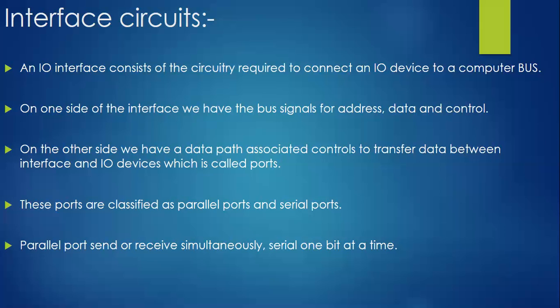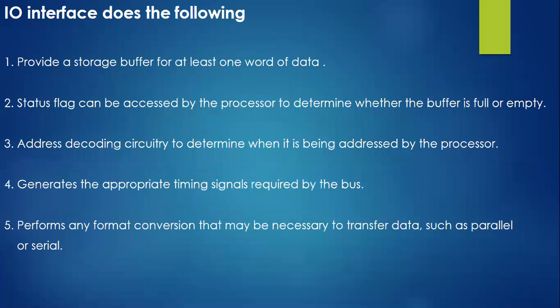So next, these are the main five jobs listed over here, which will be performed by the interface circuit. The I/O interface does the following. The first one provides a storage buffer for at least one word of data. So the data-in and data-out buffer registers, whatever we are having, this interface circuit will allow us to have at least a minimum of one word of data.